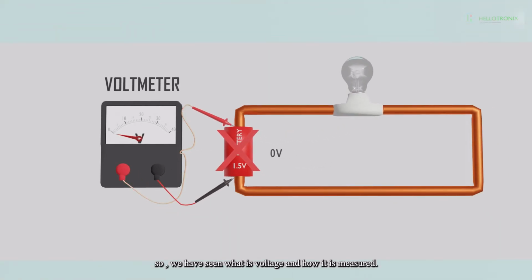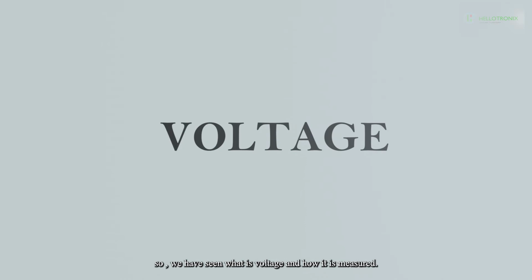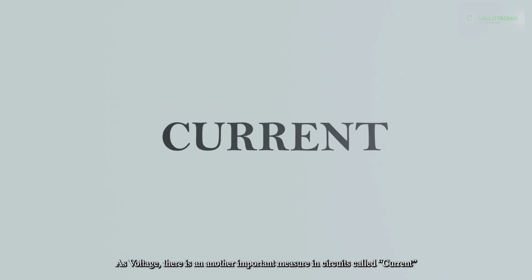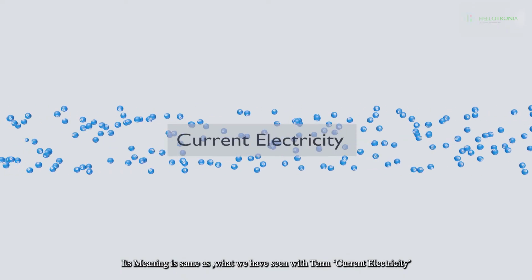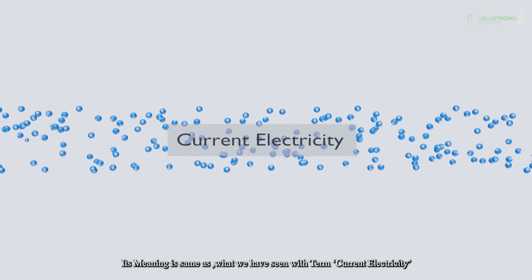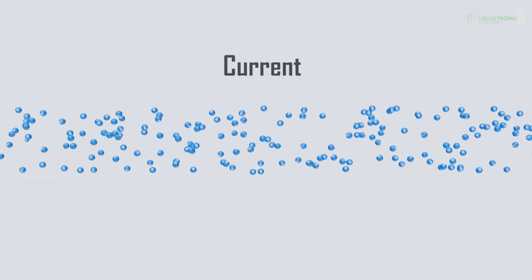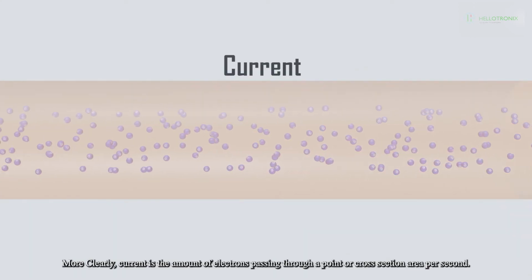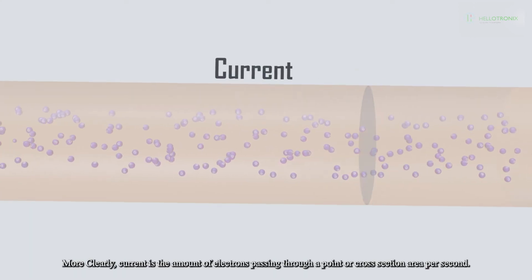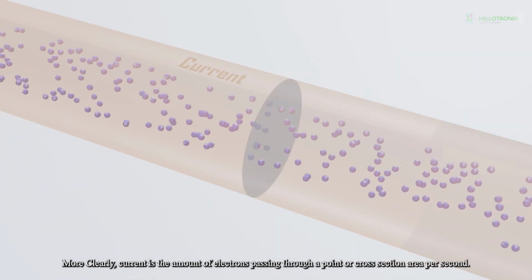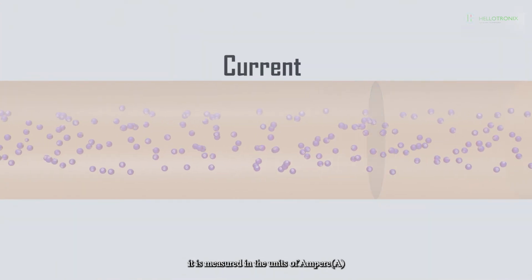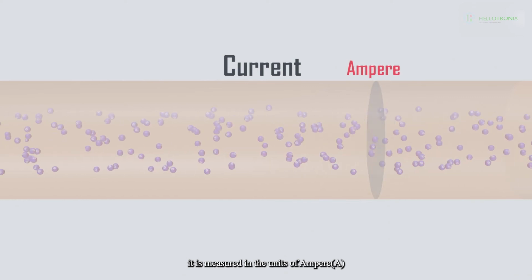So, we have seen what is voltage and how it is measured. Like voltage, there is another important measure in circuits called current. Its meaning is the same as what we have seen with the term current electricity. Current is nothing but the flow of electrons. More clearly, current is the amount of electrons passing through a point or cross-section area per second. It is measured in the unit of ampere.